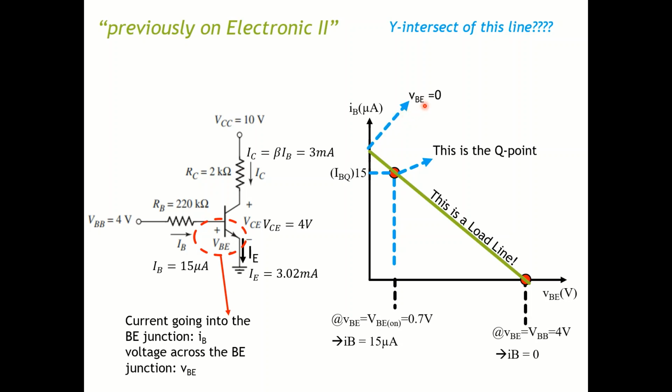What's the y-intercept? Basically at this point, VBE equals 0, right? Because it's the y-intercept. Because VBE equals 0, if you refer to the previous lecture, you know that if you want to calculate IB, which is this current, you basically use this voltage minus this voltage and divide by this resistance right here. You put that equation in, with VBE equal to 0, and you calculate this, and you have 18.2 microamperes.